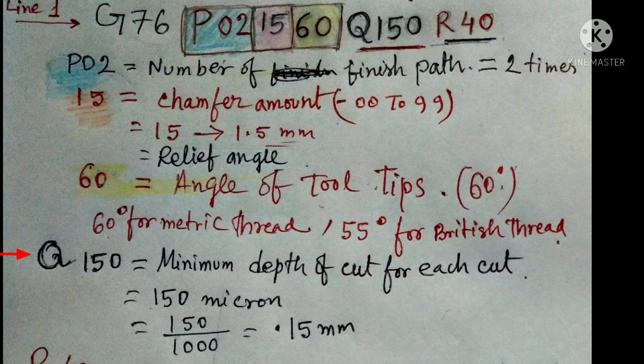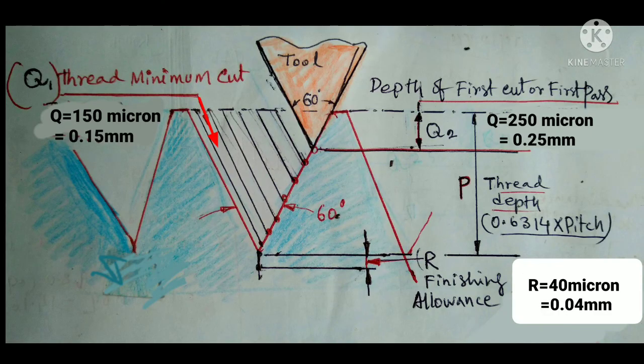Next point is Q150. Here Q number 1 is used for the minimum depth of cut for each cut. That means the thread minimum cut will be 150 micron or 0.15 millimeter. Here is the drawing of the cutting tool path of thread cutting, where we take a look again at Q1, that means the thread minimum cut. There is also another Q which is Q2, and we will discuss it in the next line.